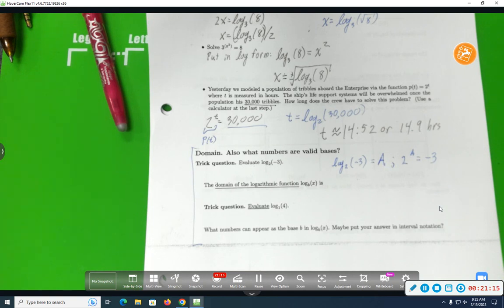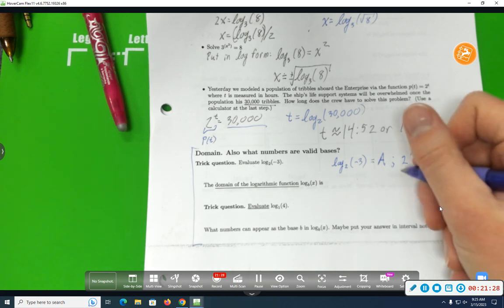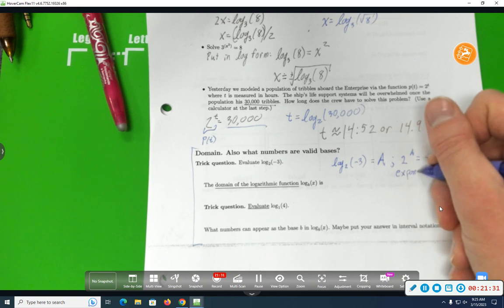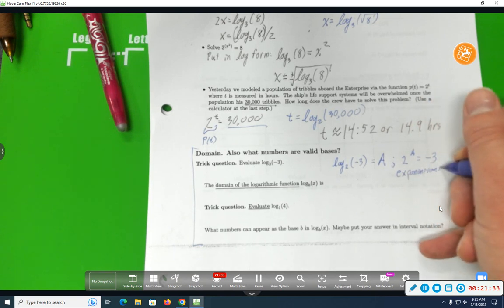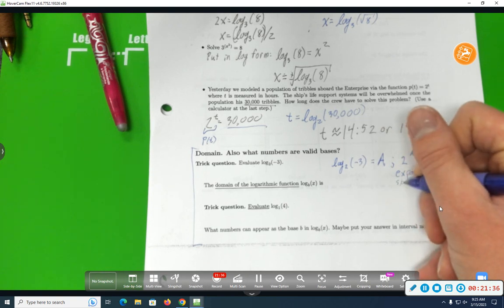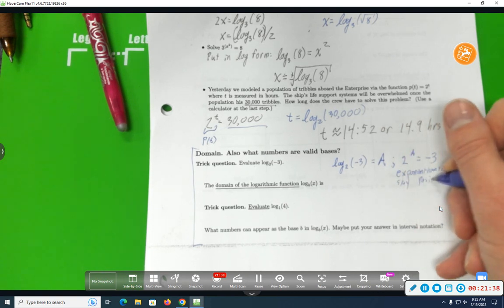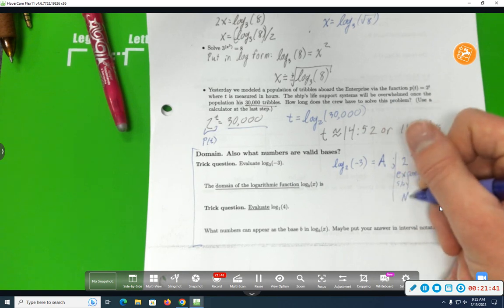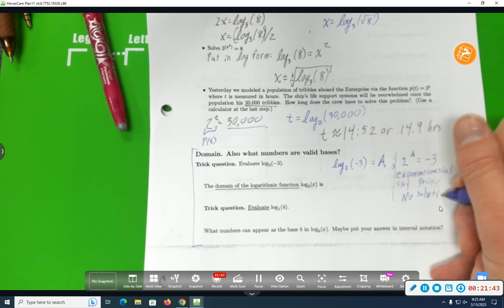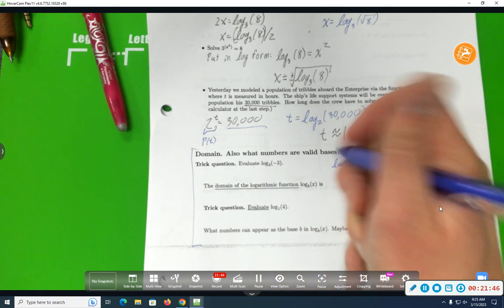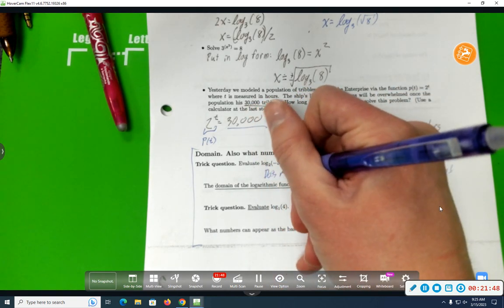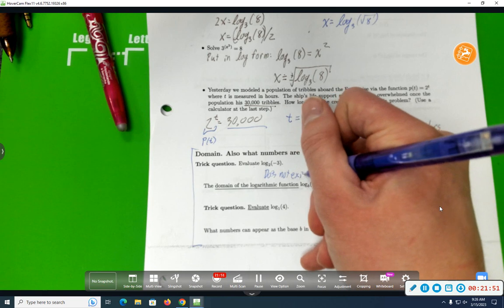So we want a power of 2, a power that we can raise 2 to, in order to give an output of negative 3. Is there any such power? No. Exponentials can never be negative. Exponentials stay positive. So this equation has no solutions. So in fact, log base 2 of negative 3 does not exist.